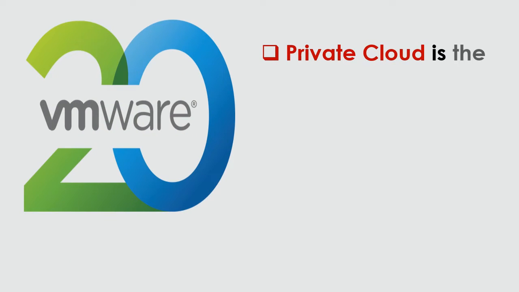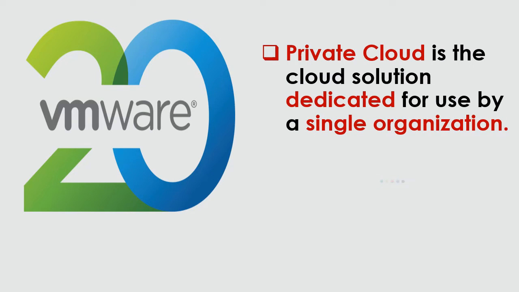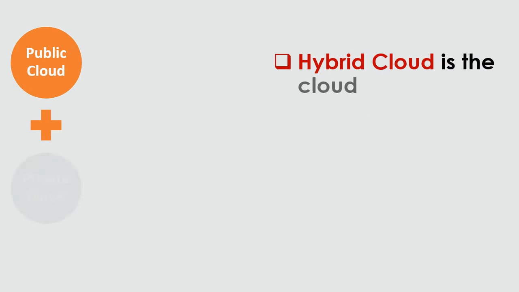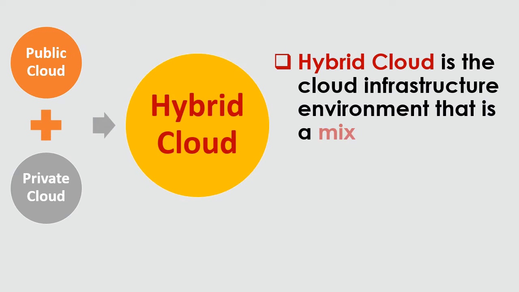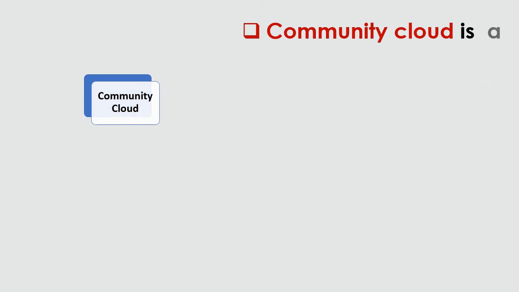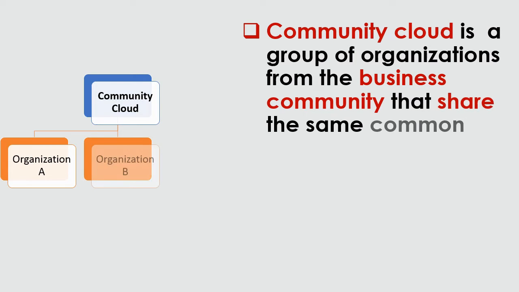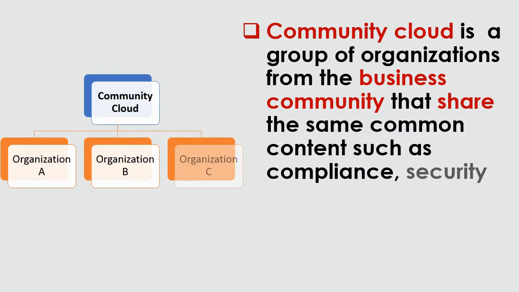Private cloud is a cloud solution dedicated for use by a single organization. Hybrid cloud is a cloud infrastructure environment that is a mix of public and private cloud. Community cloud is a group of organizations from the business community that share the same common concerns, such as compliance, security, and so on.